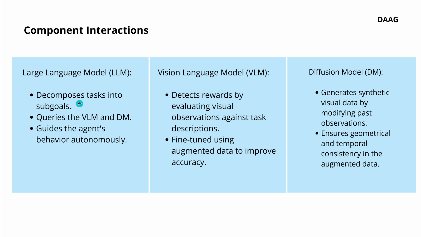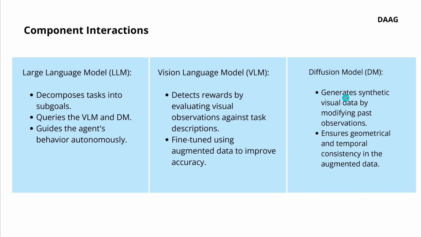The LLM is doing the decomposition of the task into the subtask with subgoals. It is responsible for querying the vision language model and the diffusion model. And it is in control. It guides all the agent behavior autonomously. The vision language model has two tasks. It detects the rewards by evaluating the visual observation against our task description. It fine-tunes using augmented data to improve the performance, the accuracy of the AI.